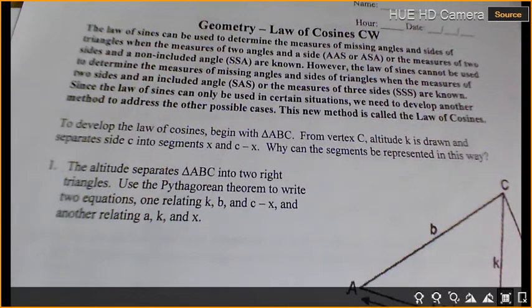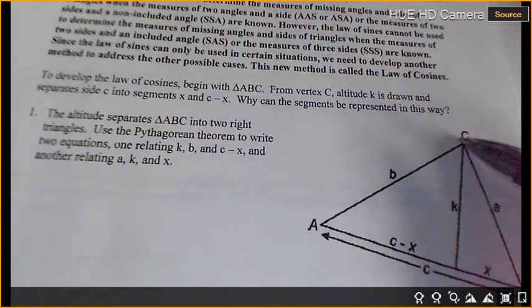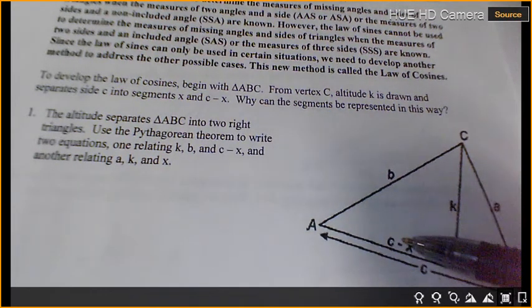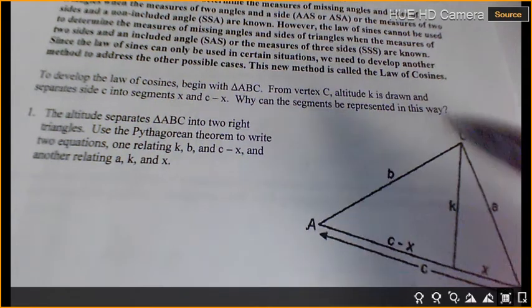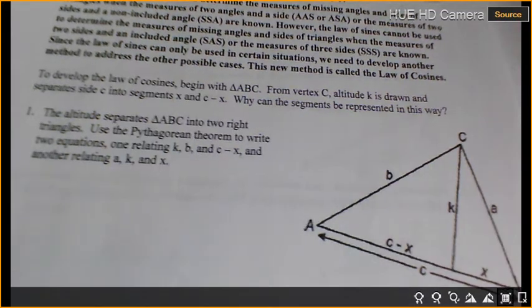To develop the law of cosines, begin with triangle ABC. From vertex C, an altitude K is drawn, separating side c into segments c minus x and x. Why can they be represented this way? If this whole length is c, we just took x away from it. That's why. All right, the altitude separates ABC into two right triangles.